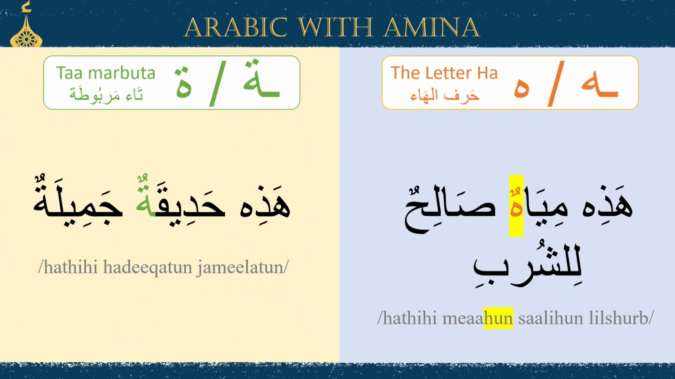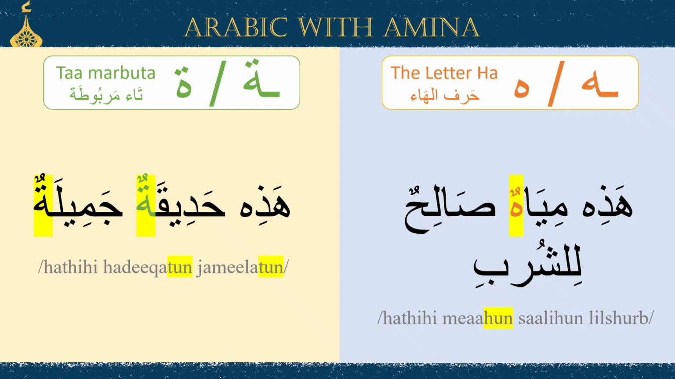Now let's take a look at the sentence with Taa Marbuta. هذه حديقة جميلة. هذه حديقة جميلة. Here, the Taa Marbuta is pronounced as tun with a T. حديقة. It can also be pronounced in the word jamila.